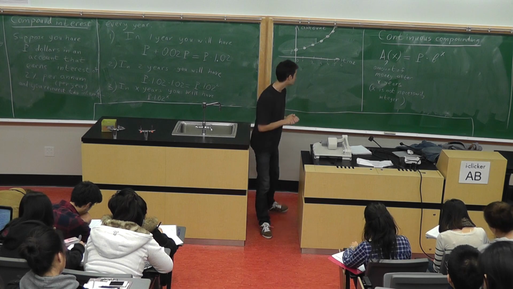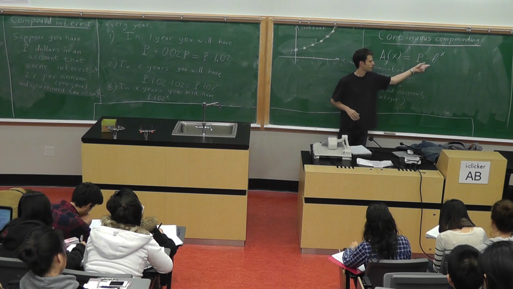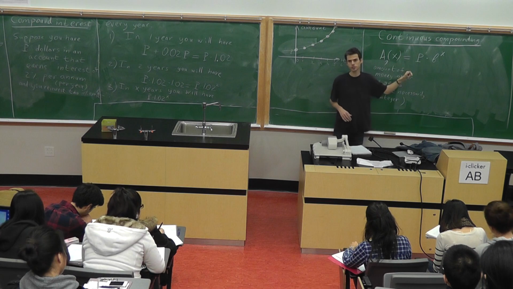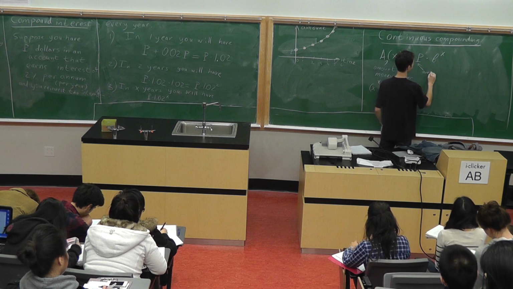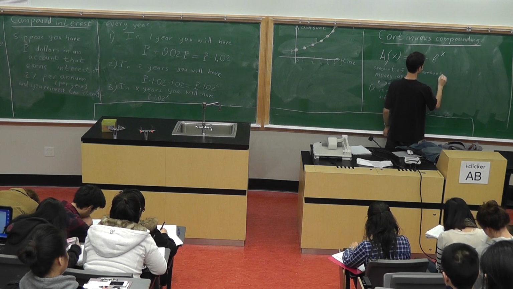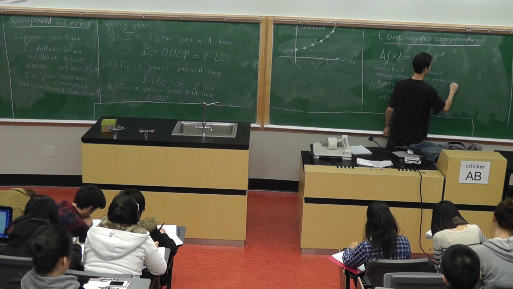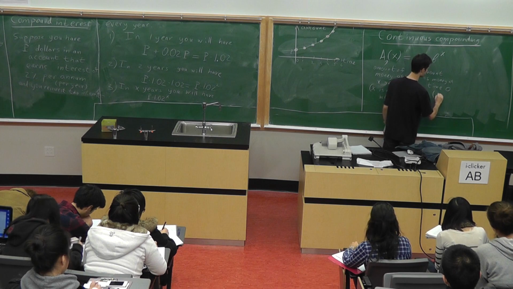Okay, so we get some kind of formula, but when x is equal to 0, A of x is equal to P, so P is obviously the amount of money at time 0. We also call it the principal.